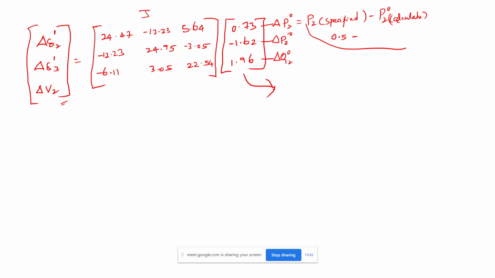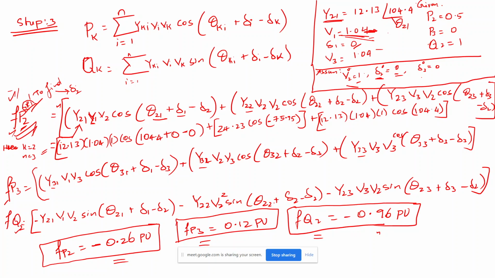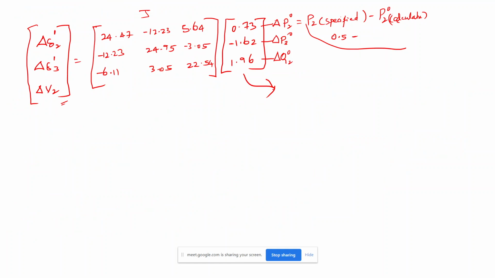How much have we calculated for P2? It is 0.026, right? So this is the value we got. In the textbook it is 0.23. It is okay, I calculated it as 0.26. That is not a problem.